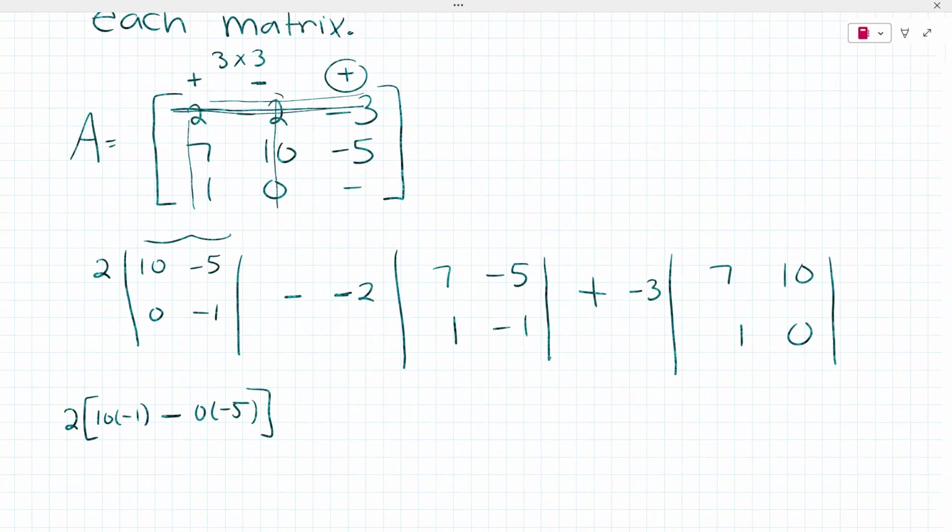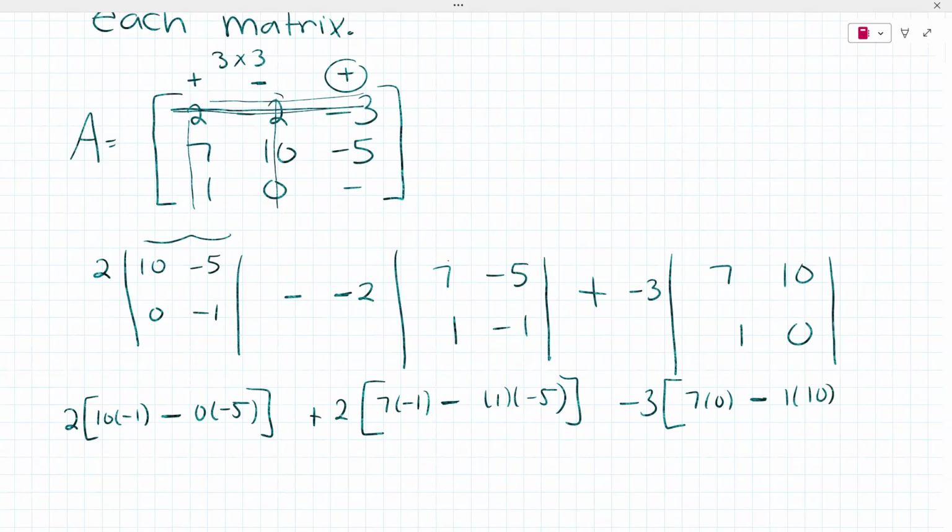And then over here, 2 negatives becomes a positive. And then it's going to be 7 times -1 minus 1 times -5. Over here, plus or minus, so that's -3. And then 7 times 0 minus 1 times 10.